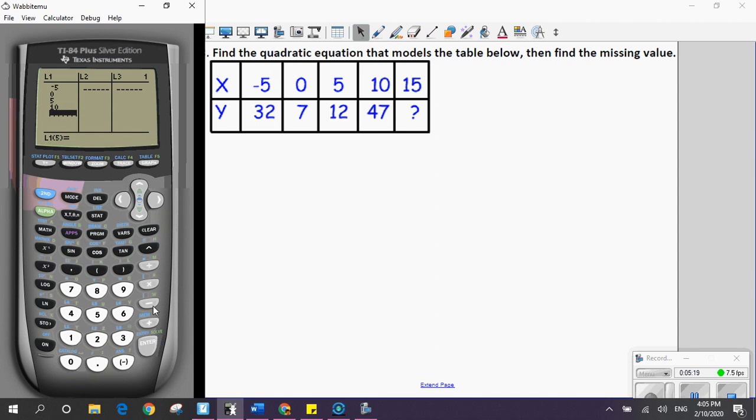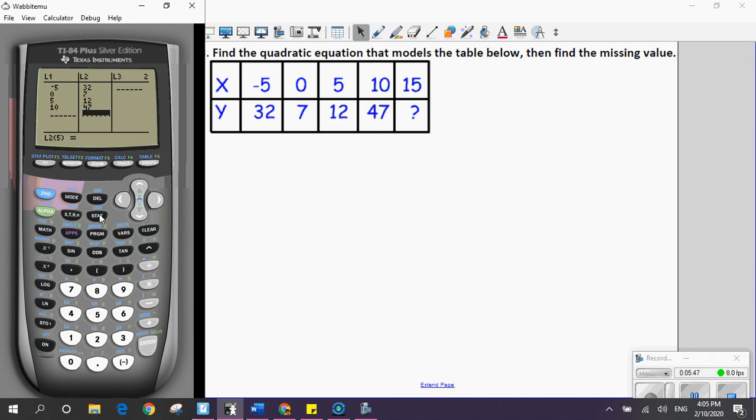Only enter the x values that have a y, and then put the y value that goes with that x in the next column, L2. Double check that you've entered all the numbers correctly. Double check that you have the same amount of x's as you do y's. So I have 4 x's, I should have 4 y's.